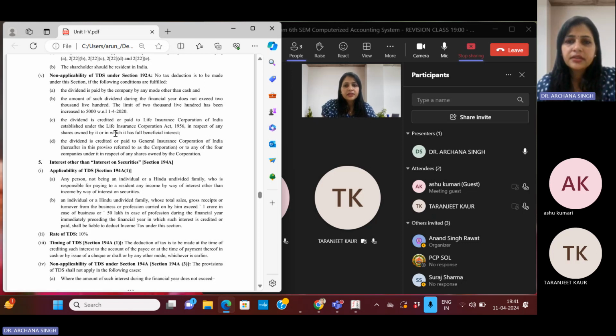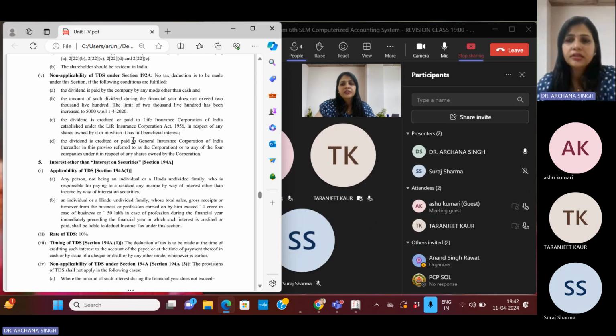Then the dividend is credited or paid to LIC, Life Insurance Corporation of India, established under the Life Insurance Corporation Act 1956, in respect of any shares owned by it or in which it has full beneficial interest. Okay, so the dividend जो भी है, it is credited or paid to LIC under the LIC Act 1956 in respect of shares owned by it or in which it has the full beneficial interest.